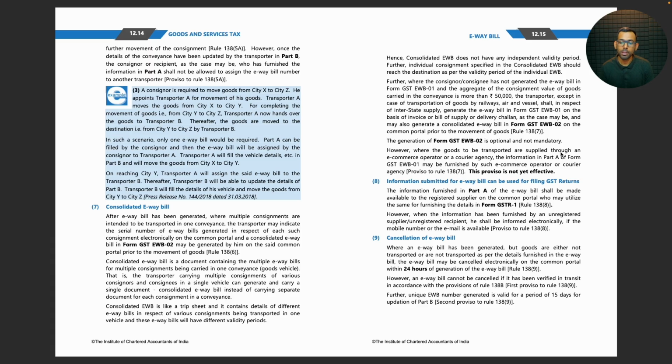to be transported or supplied through an e-commerce operator or a courier agency, the information in Part A of Form GST EWB 1 may be furnished by such e-commerce operator or courier agency. This proviso is not yet effective.